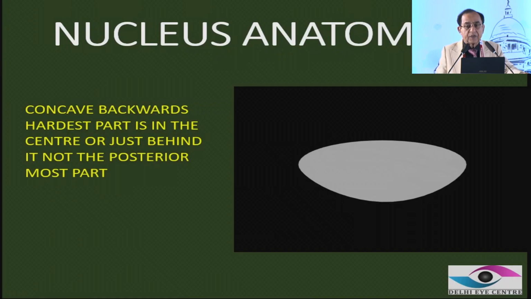If you see the nucleus anatomy, it is concave backwards. Why is it important? When you make a trench, it should be deeper in the center as compared to the periphery. So make a trench according to the anatomy of the nucleus.